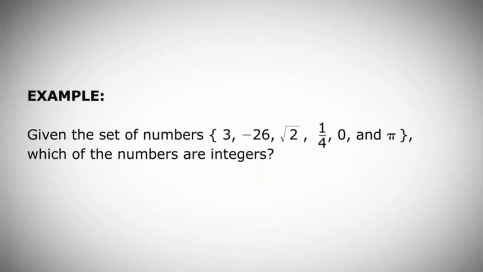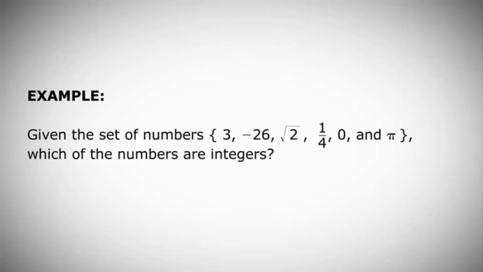Let's go ahead and take a look at an example. If you're given the set of numbers 3, -26, the square root of 2, 1/4, 0, and pi, which of those numbers are integers? Okay, we've got 3 integers in that list: 3, -26, and 0. Notice that we did have a negative integer and we did have a 0.